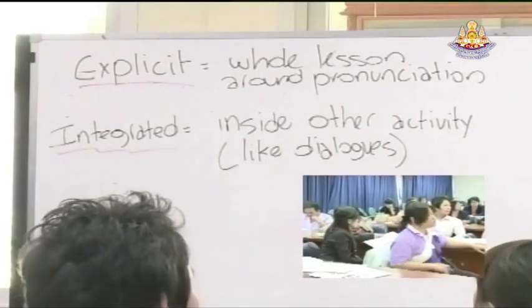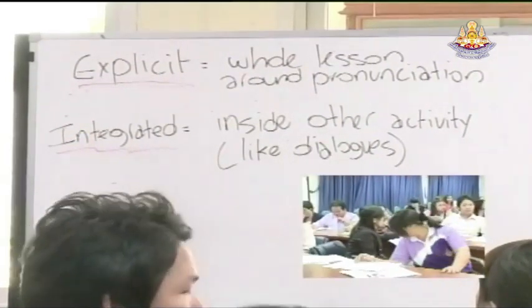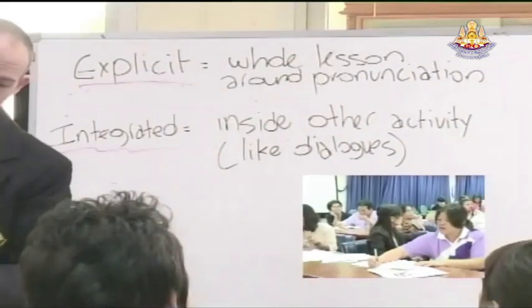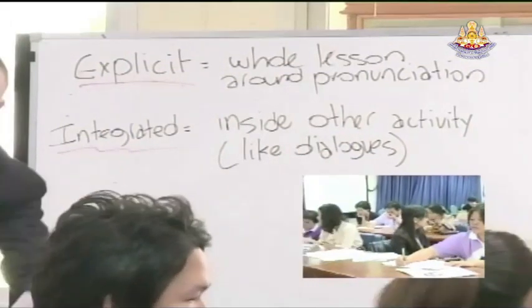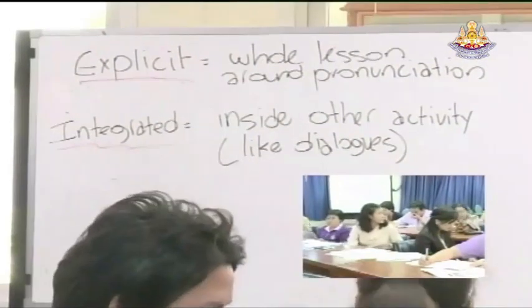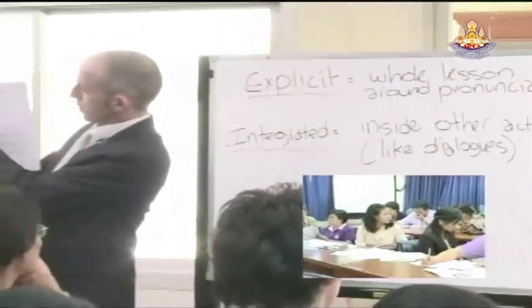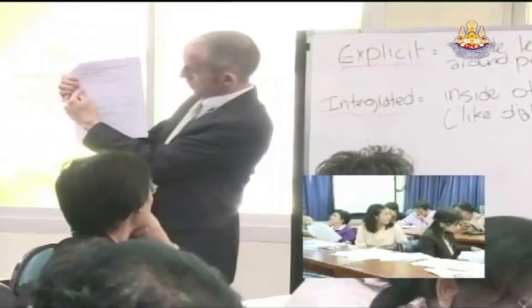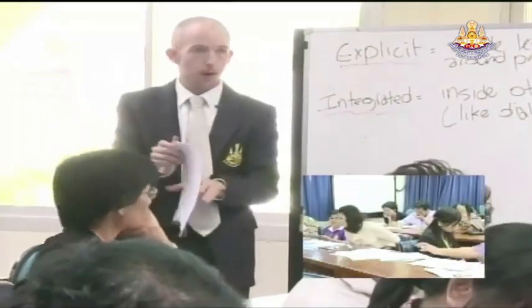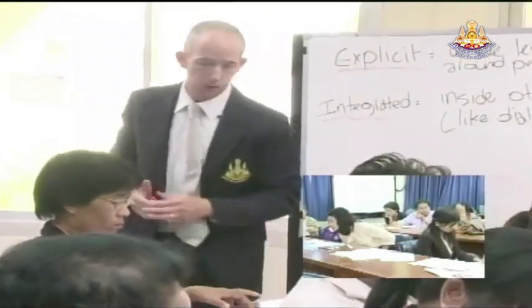So I would like you to take maybe 5 minutes and read handout number 11, which is explicit. Just read through step 1, step 2, step 3, step 4, step 5. Okay, take about 5 minutes and read.